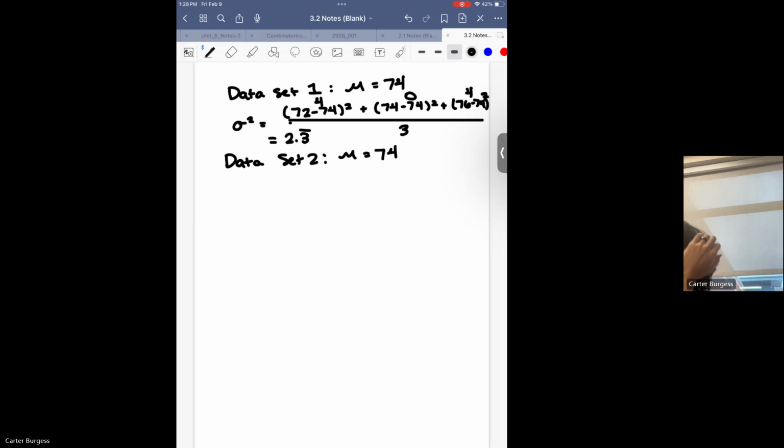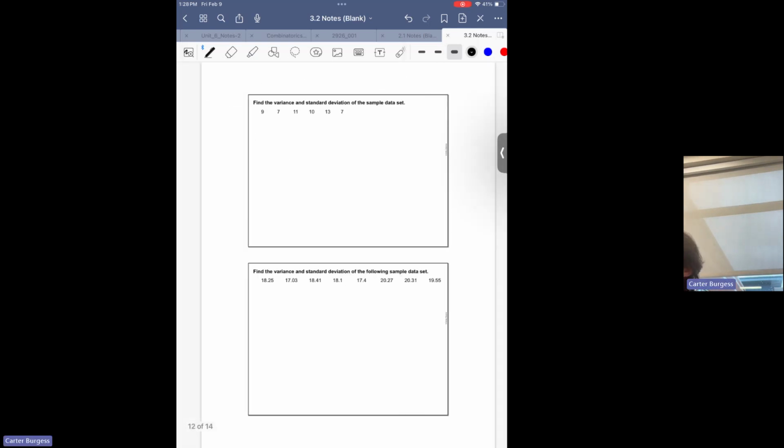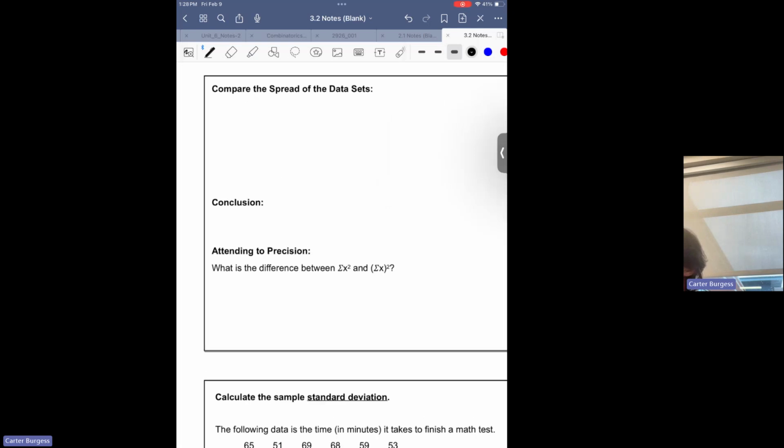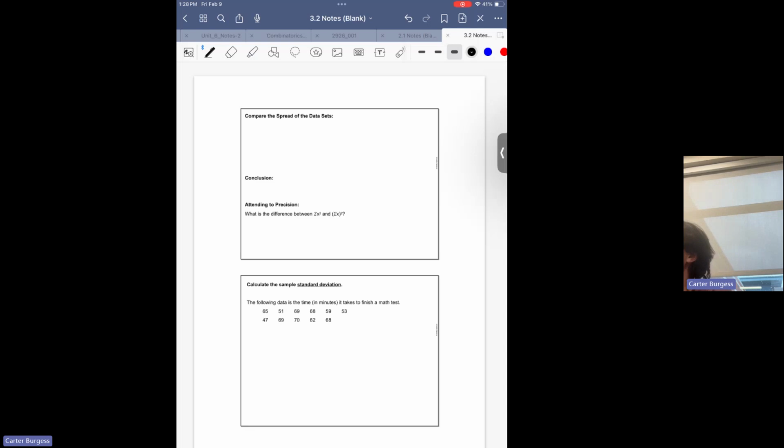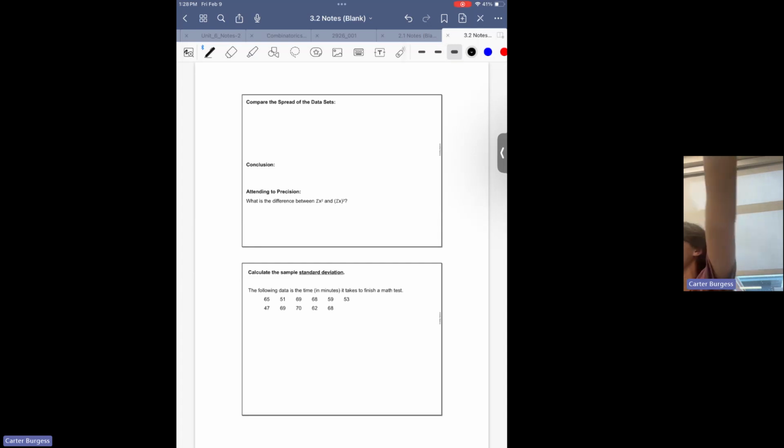Oh, you can write this in the margins of page 1 if you want to. I'm just trying to show you how this actually works. There's also a page later on that's called comparing the spread of data sets. You could write this here if you want to, because this is ultimately what I'm skipping in this demonstration. So you could write it there if you want to.